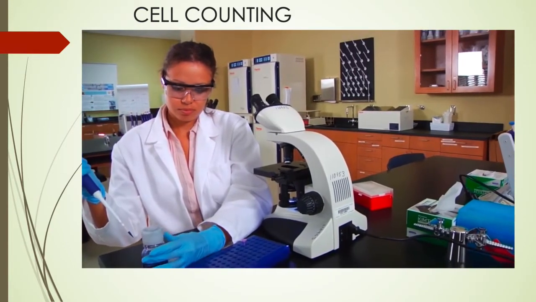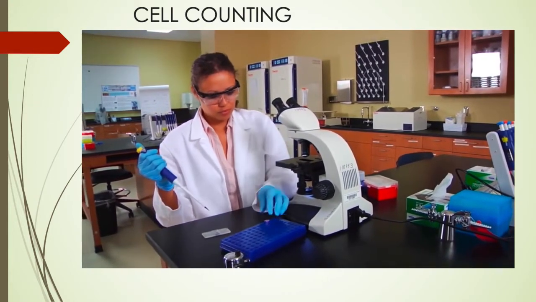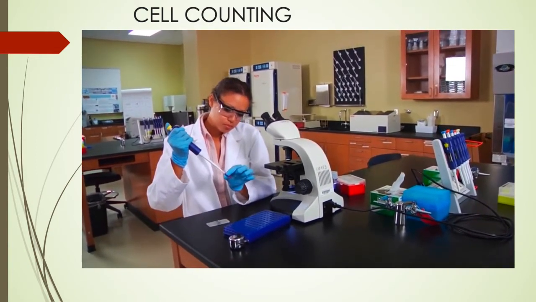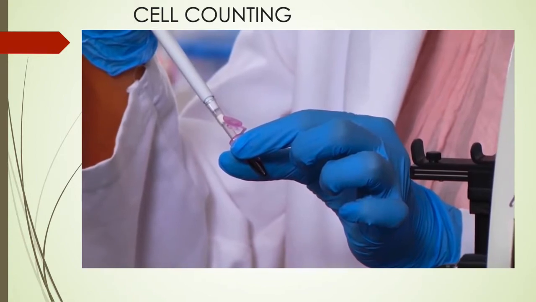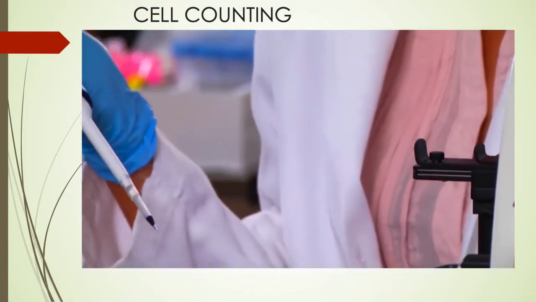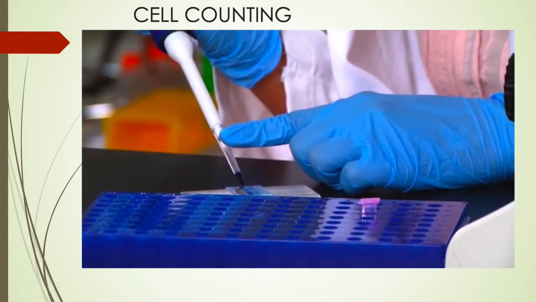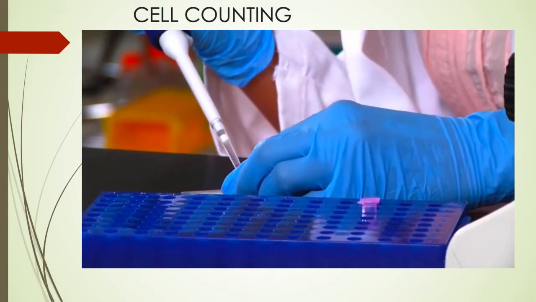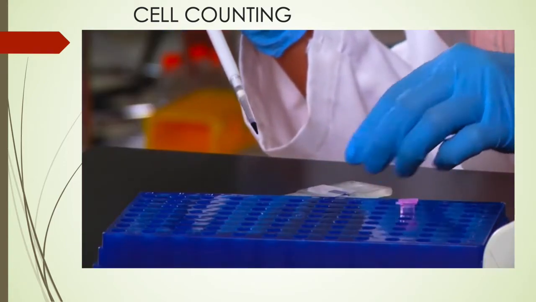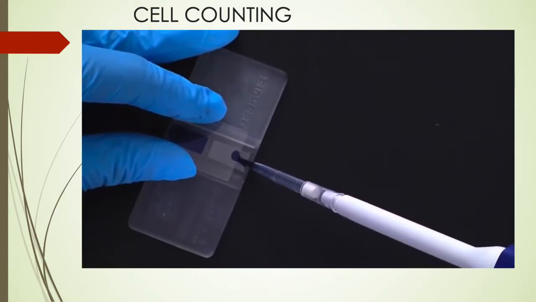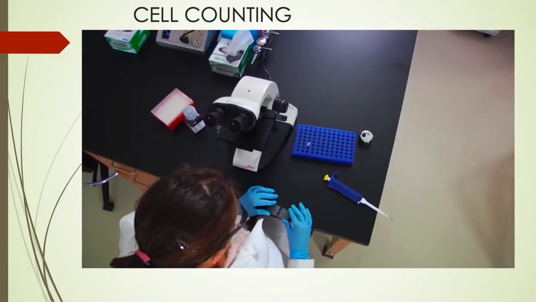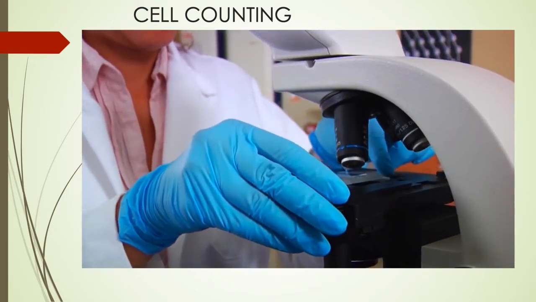Trypan blue is a dye that helps us distinguish between living and dead cells. The dye passes through the membranes of dead cells, so they will appear blue under a microscope. Living cells exclude the dye and will appear mostly clear. Load both chambers by pipetting the suspension under the cover slip. Now place the hemocytometer under the microscope.